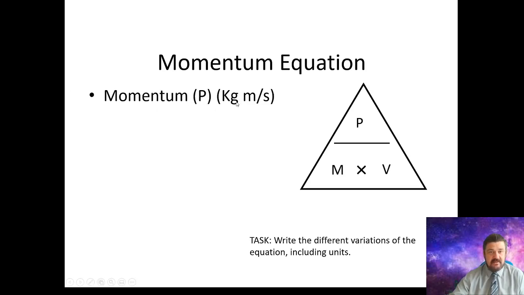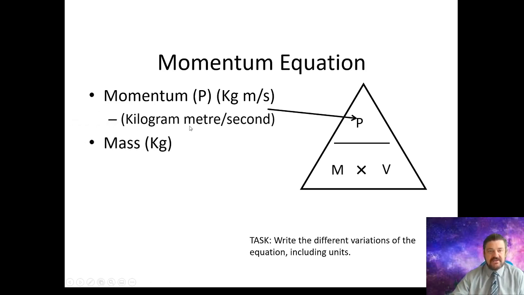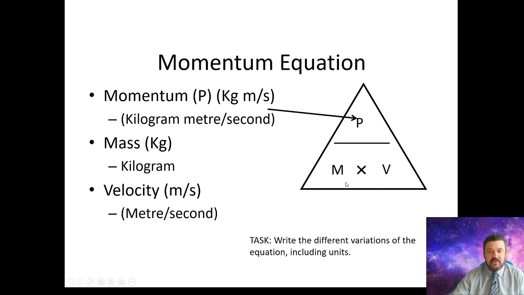Momentum, P, the unit is kilograms meters per second. P comes from the Latin for impetus, which is another Latin word to describe momentum. I can't remember what the P actually stands for, but that's where it comes from. We've got mass, kilograms, velocity, meters per second, and we've put this into a nice convenient formula triangle for you. Again, I'm not keen on them, however, you can go back to this if you need to use it later on.